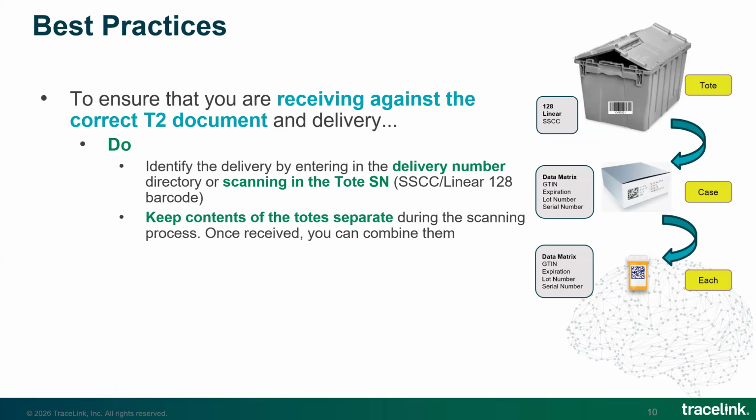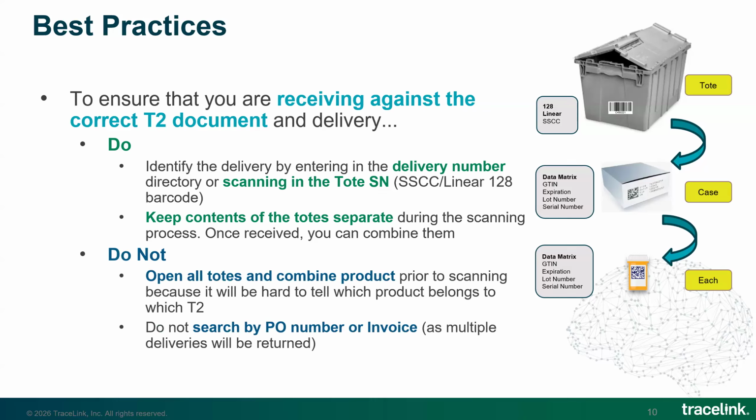The other part is when you're receiving, it's best if you can keep your totes separate, because that sort of limits the commingling of product. Just because you have 50 of a particular product and they happen to all be the same lot, you don't want to mix them up, because that T2 document is very specific down to the serial number of which item should have been shipped and received with that particular T2 document.